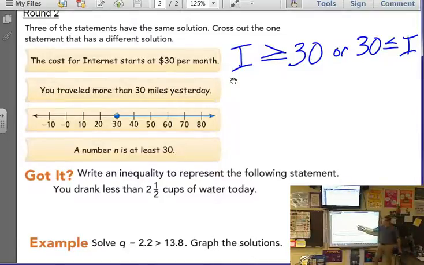So you traveled more than 30 miles yesterday. Go ahead and write that out. Use T for travel. So Mr. Hudson, T is greater than or equal to 30, or 30 is less than or equal to T. Are they the same thing? Yes. You said they were the same thing. They weren't the same thing.